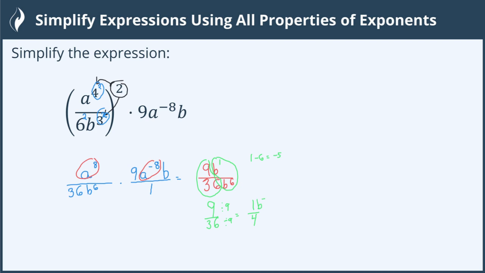You might think we're done, but we can actually simplify this a little bit further to get rid of that negative exponent. We can get rid of the negative exponent by bringing it to the opposite placement in the fraction. In this case, it's in the numerator, so we'll bring it down to the denominator. Leaving my final answer, 1/4 b to the 5th power.